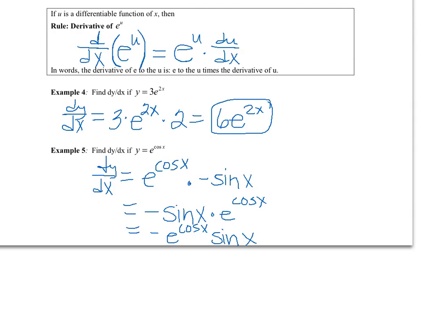Okay? So anytime you have a constant raised to a variable, that's the rule you're going to follow.